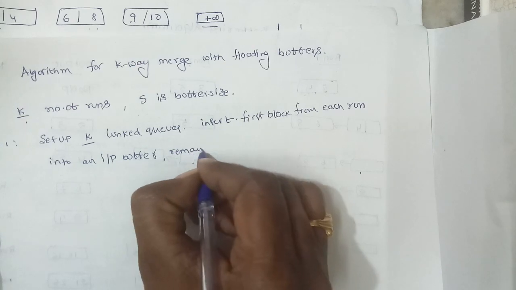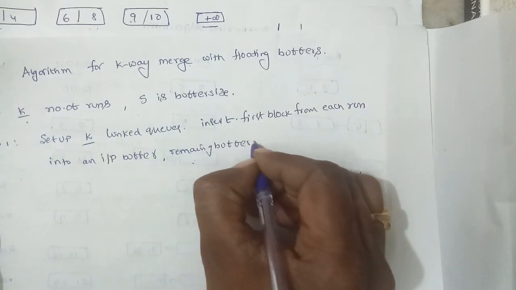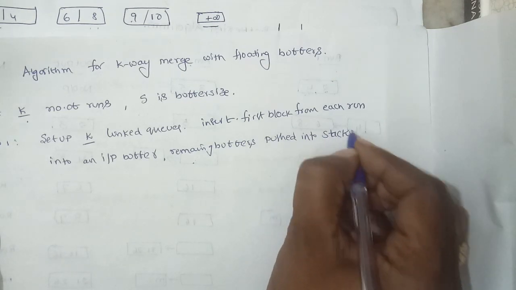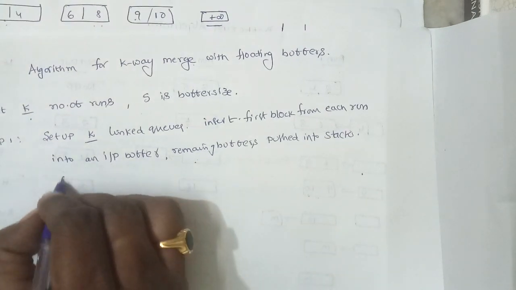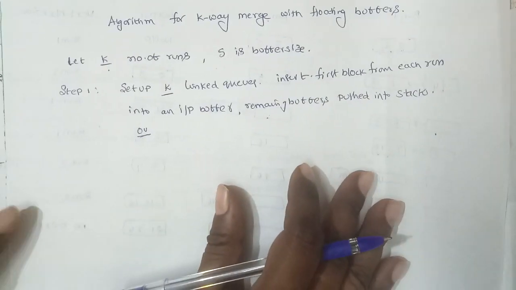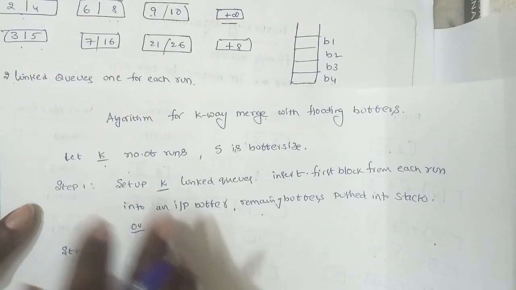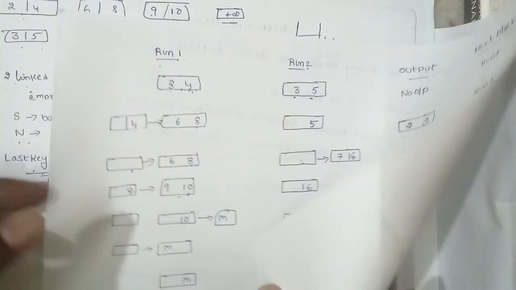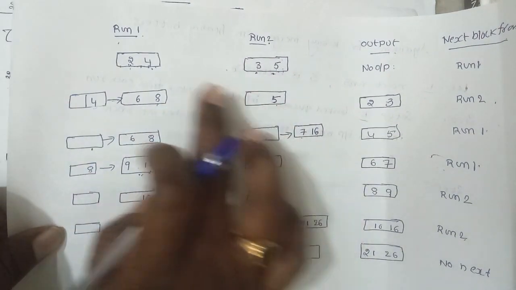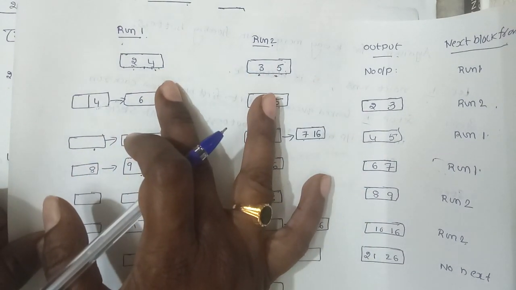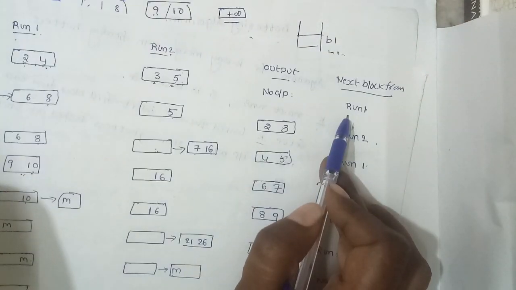Now what is the step? The remaining buffers are pushed into the stack. Suppose the output buffer is represented using the notation OU, just our notation. That is step 1, and the read operation is completed. After the read operation, we have to check the last key of I. Based on the last key of I, we identify the next block from which we perform the read operation and then the merge operation.